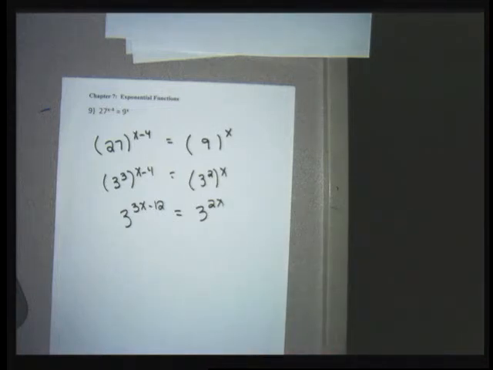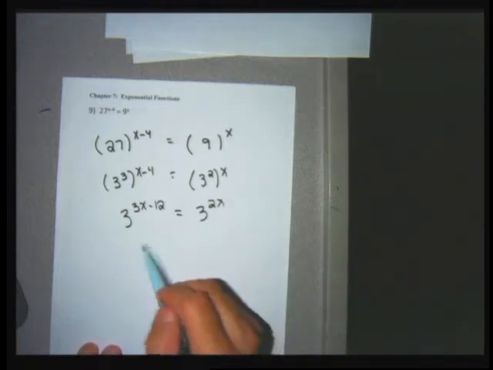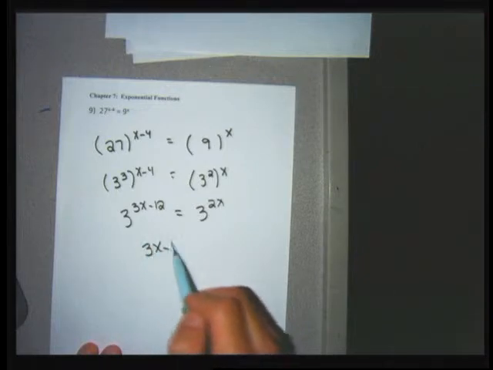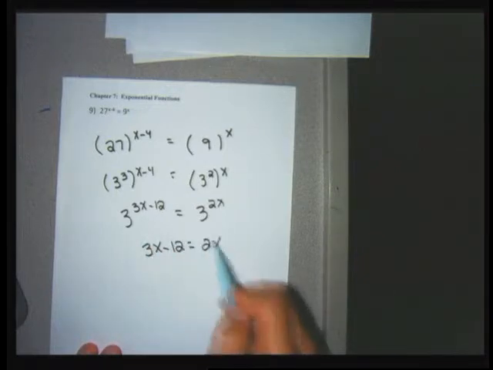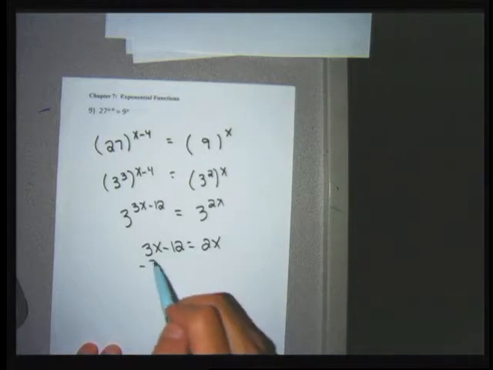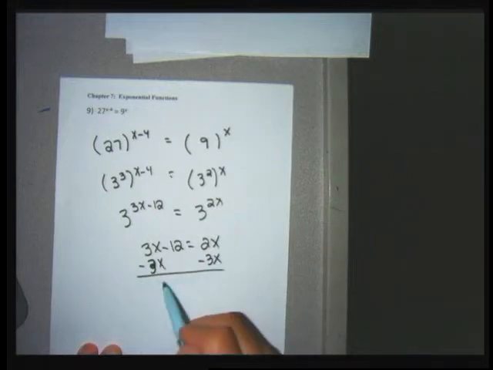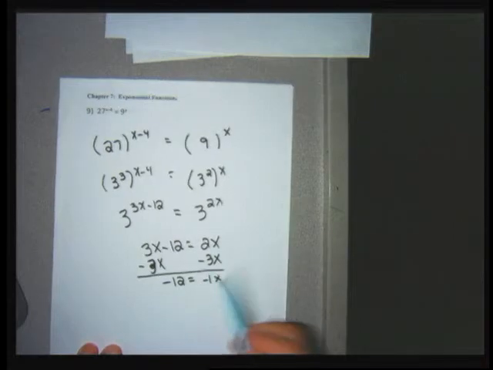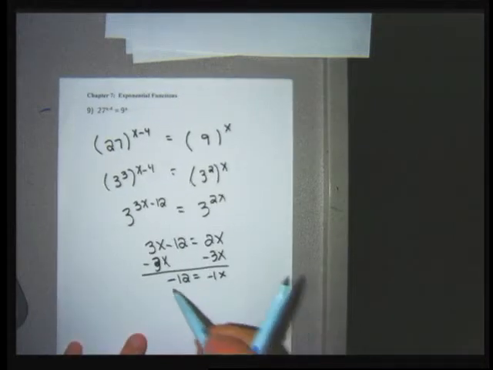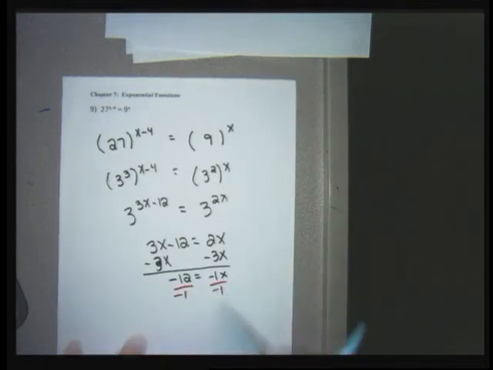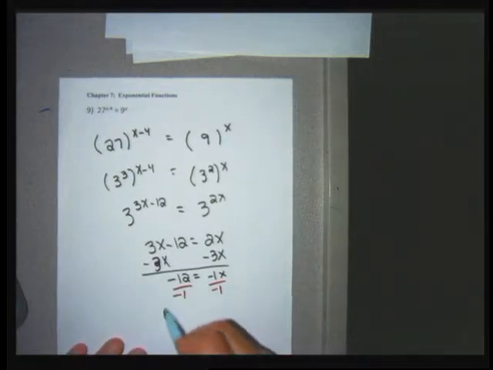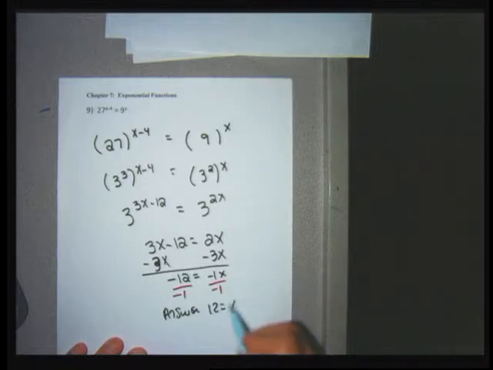Now I have both sides with the same base, so I set the exponents 3x minus 12 equal to 2x. I'm going to minus 3x and minus 2x. On the left side, that'll leave me the negative 12. On the right side, that'll give me negative 1x. And then divide by negative 1, divide by negative 1. And I get my answer of 12 equal to x.